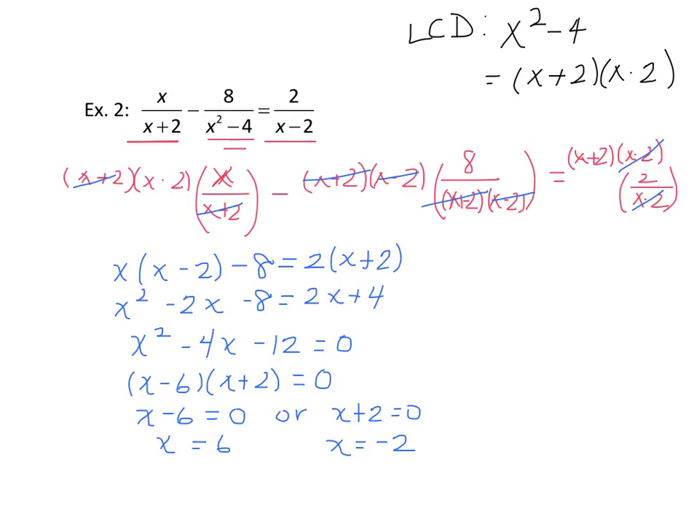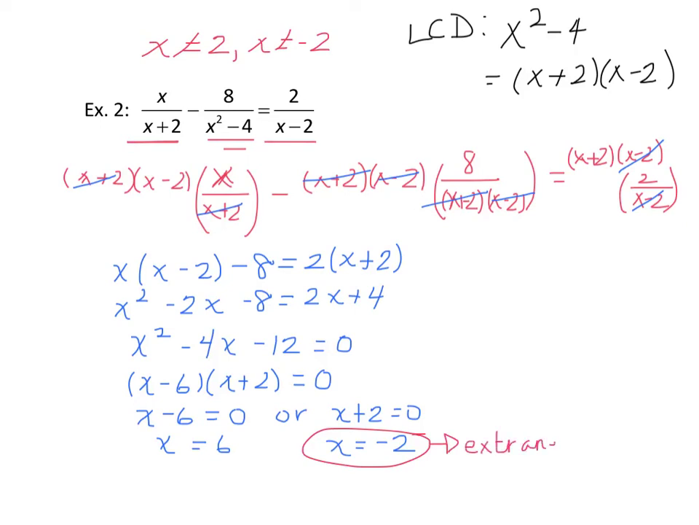If I go back and look at domain restrictions, x cannot equal 2, x cannot equal negative 2. If either of those values are used for x, then I have denominators which would equal 0, which would lead to rational expressions that are undefined. So that means this x equals negative 2 solution is what we call extraneous, meaning that we got it algebraically, but it cannot be used as a value of x. So our only solution is x equals 6. We'll have no problems with that one.